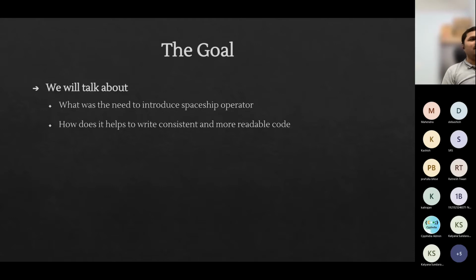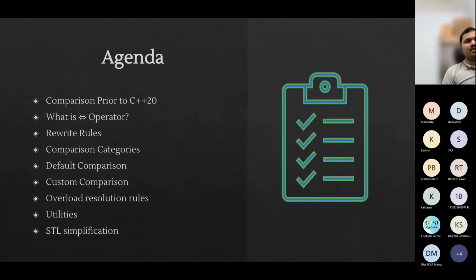So the goal of this talk is first we'll understand why we need the spaceship operator, what was the problem without the spaceship operator, and how the spaceship operator solves that. Then we'll also go through examples, and we'll see how the spaceship operator helps us write consistent and more readable code. Okay, so the agenda goes like this.